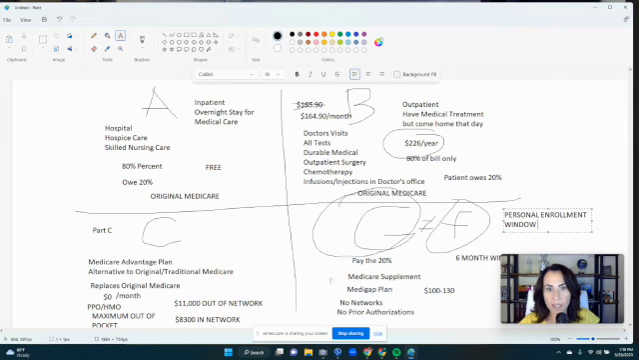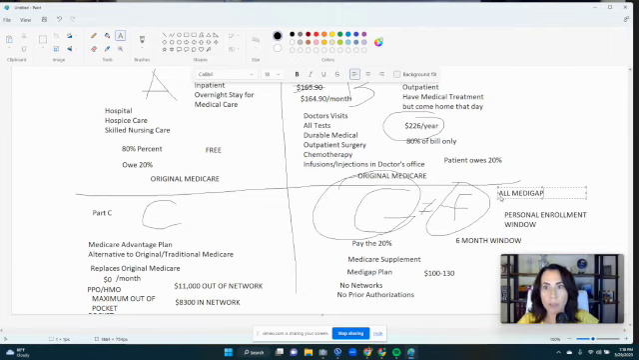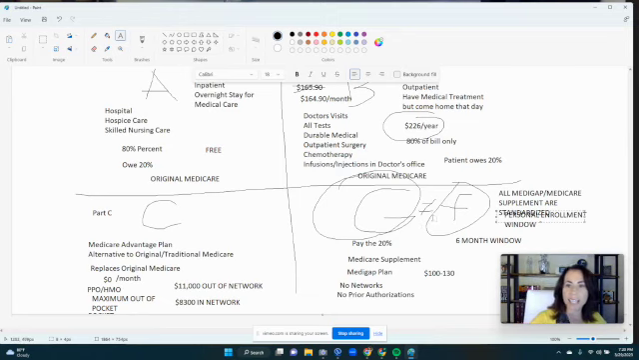All G plans, this is also very, very important. I'm going to write it up here. All Medigap or Medicare supplement plans are standardized by the federal government. Okay, so all Medigap, Medicare supplement plans are standardized by the federal government. That just means that every single Plan G, every single Plan F is exactly the same.